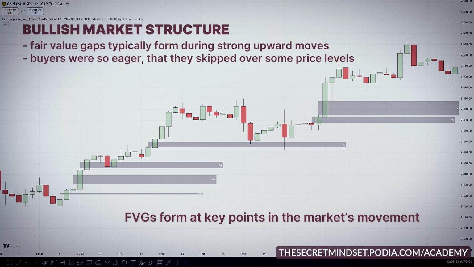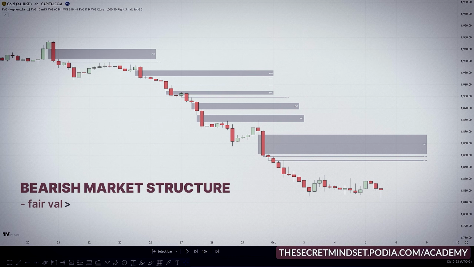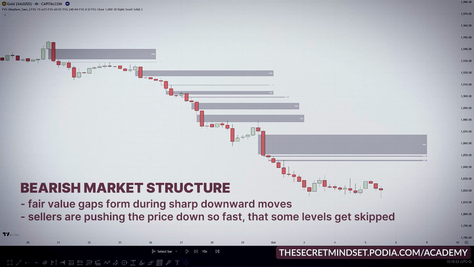This can be a sign that the upward trend is strong. In a bearish market structure, fair value gaps form during sharp downward moves. Here sellers are pushing the price down so fast that some levels get skipped. This can indicate that the bearish trend has strength behind it.